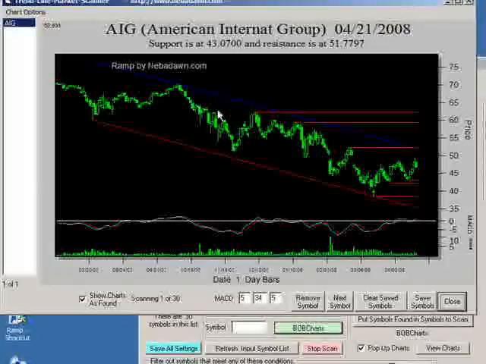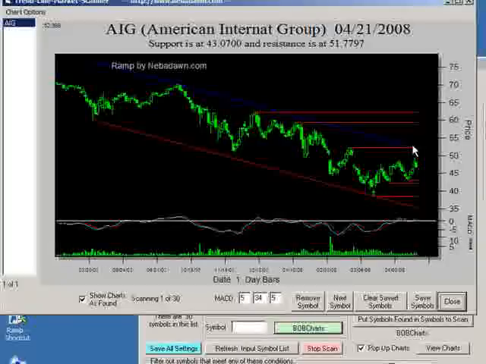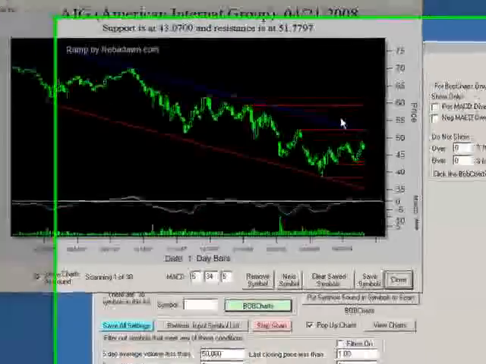A parallel line is drawn to the red line and its color is changed to blue. This becomes the opposite side of the trading channel. In Bob charts, we call this line the reaction line. So trend lines are red and reaction lines are blue, and they allow you to see trading channels very easily.